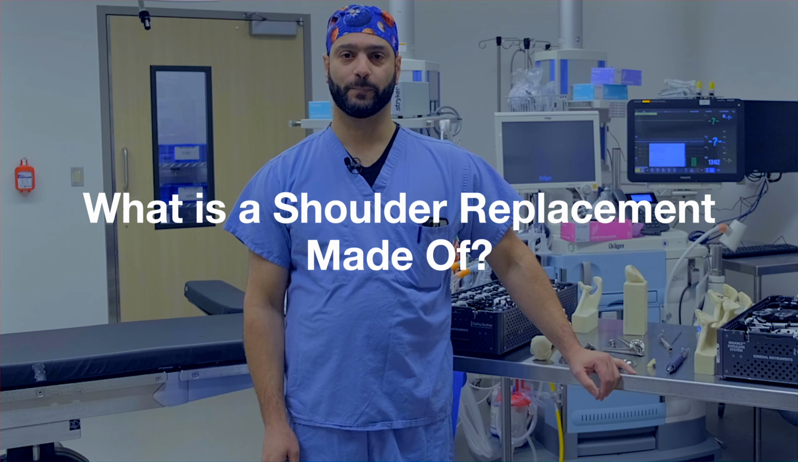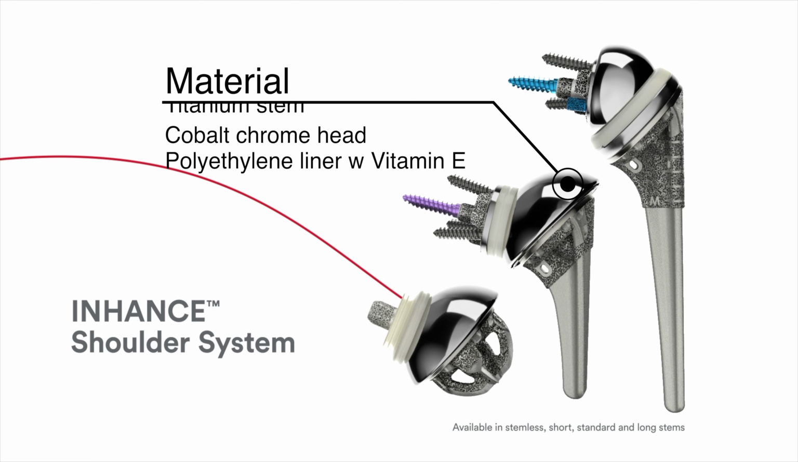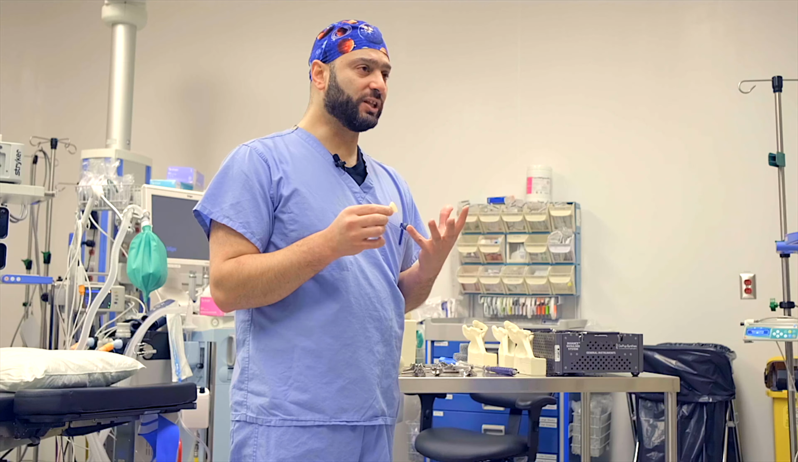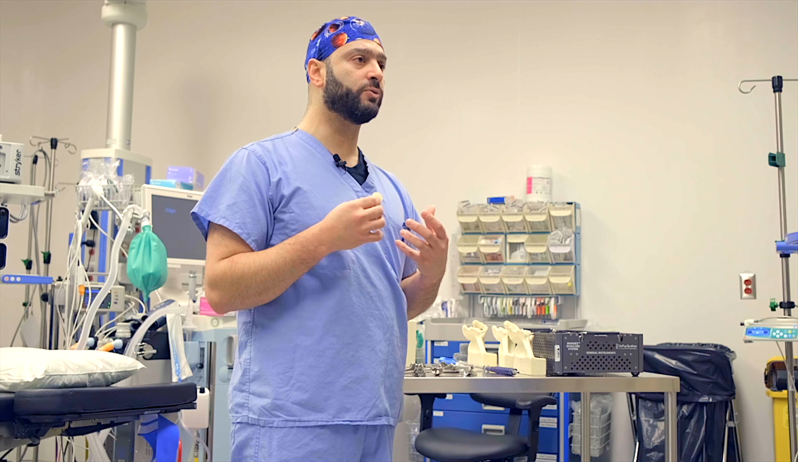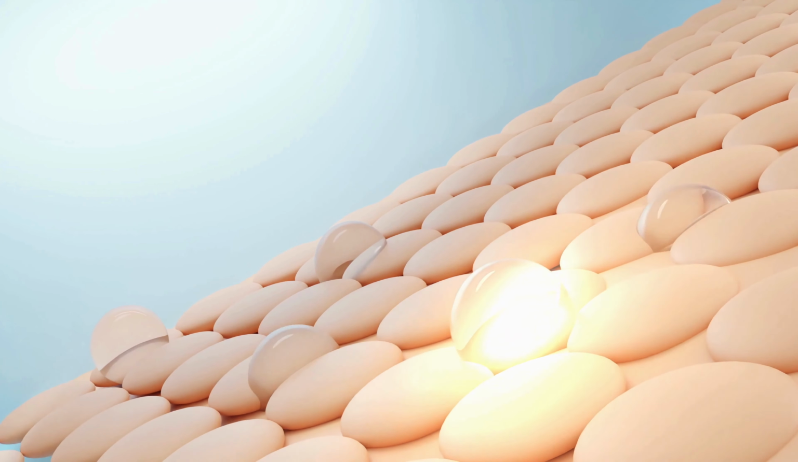What is a shoulder replacement made out of? Most of the stem is titanium, and then if you have a humeral metal ball or the glenosphere, that's usually made of cobalt chrome. The plastic portion is highly cross-linked polyethylene with vitamin E, essentially a type of plastic that is very resistant to wear, and the vitamin E helps the longevity of the implant. So it looks a little more on the yellow side from the vitamin E.